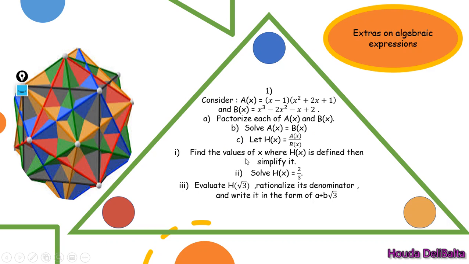In part C, we have this rational form. We have to find the values of x where this h of x is defined, and then to simplify it, we have to solve h of x equals 2 over 3. And finally, we have to evaluate h of radical 3 and to rationalize its denominator and to write it in the form of a plus b radical 3. Are you ready? Let's go.